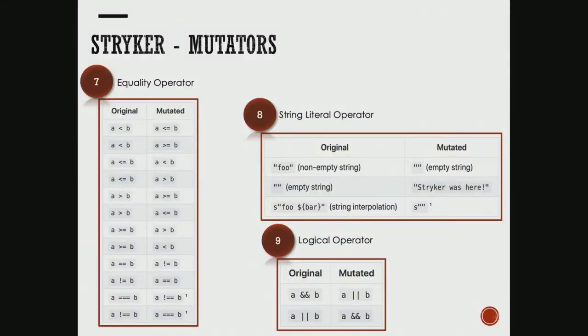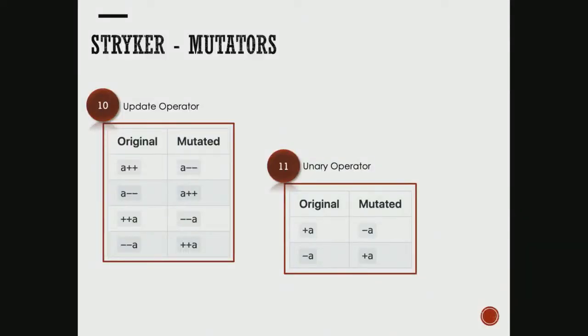Equality checks. If you have something like a is less than b, it will change it to a less than or equal b. String literal. If you have some string with some value, like "Stryker was here", it will change it to an empty value. If it has an empty value, it will put some string there. I will show you demos which will explain this. And logical operators. If you have AND, it will change it to OR, and OR to AND. Update operators. If you have plus plus, it will be minus minus. Unary operators. If you have plus a, it will change it to minus a, and so on.